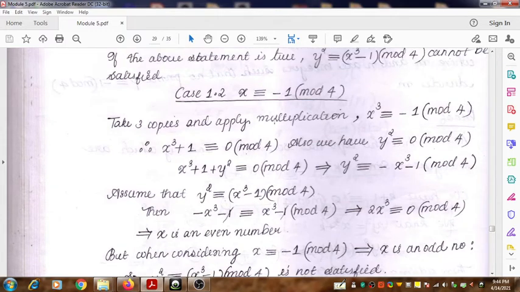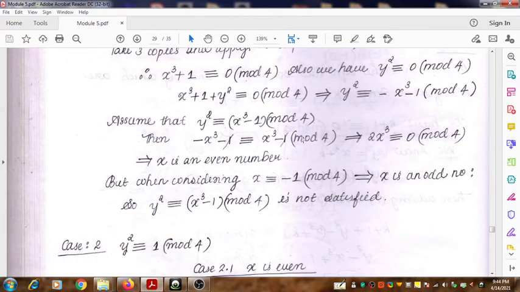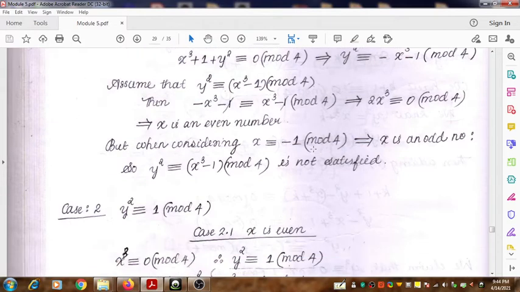Our derivation in the current case, in the case 1.2, is mainly based on the assumption that x is congruent to minus 1 mod 4. So that statement is contradicted. Therefore, which one do we have to correct? The wrong step that we have taken may be the assumption that y square is congruent to x cube minus 1 mod 4; that may be wrong. Since we have used y square is congruent to x cube minus 1 mod 4 as a true statement, here is the wrong step that we have taken. Therefore in this case also we got the contradiction.